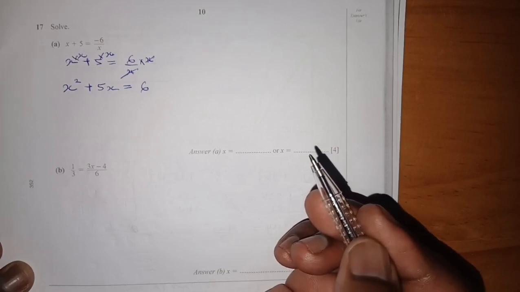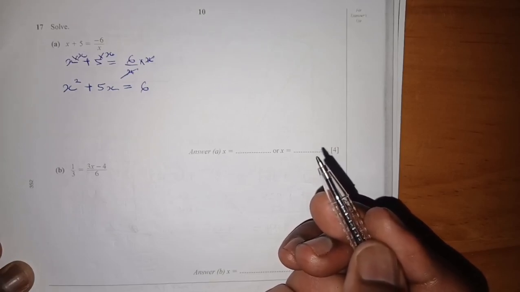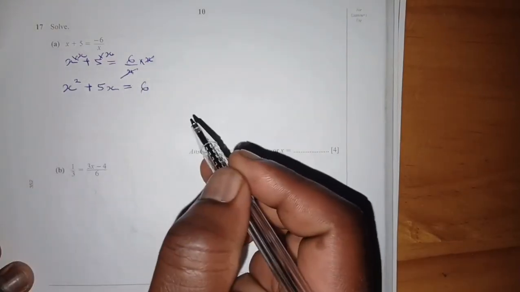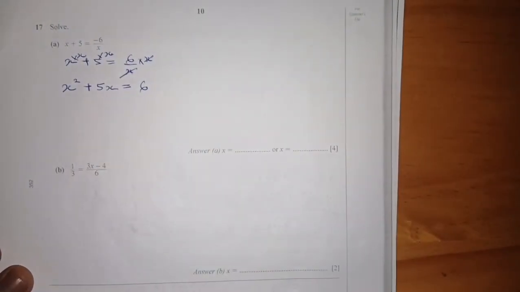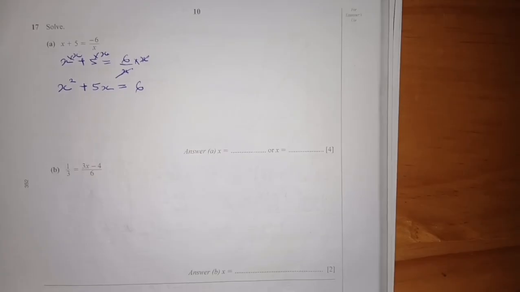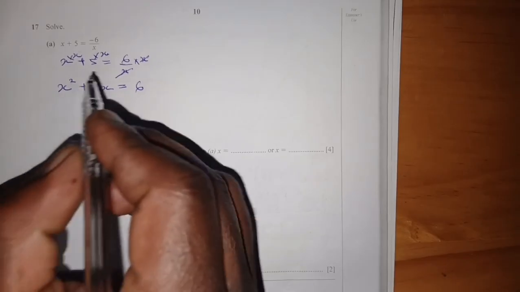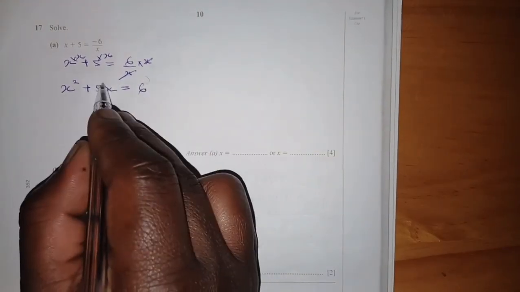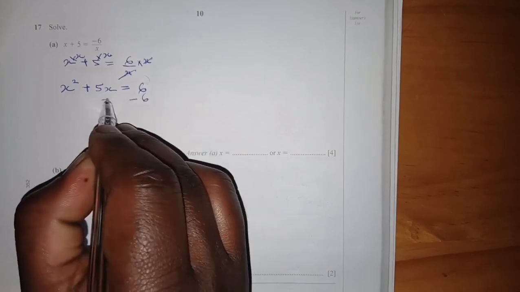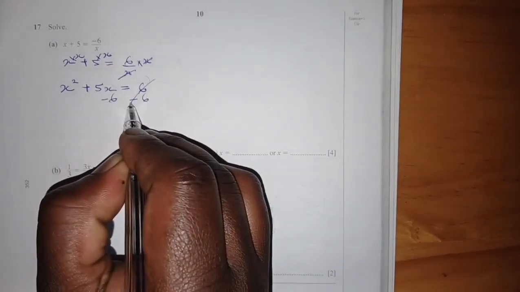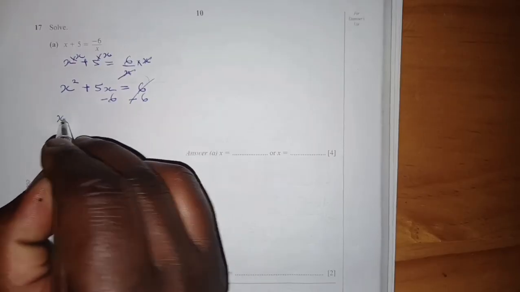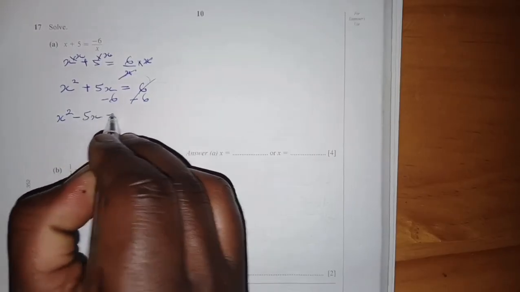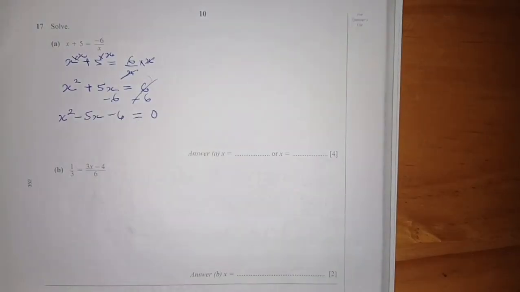Now, we need to solve this quadratic equation. Take note of something. For you to be able to solve a quadratic equation, either by factorization or using the quadratic formula, first it must say equal to 0. That means we need to take this 6 to the other side by saying minus 6, so that on this side you are left with 0. Then this side you are left with x squared minus 5x minus 6. This is now equal to 0.